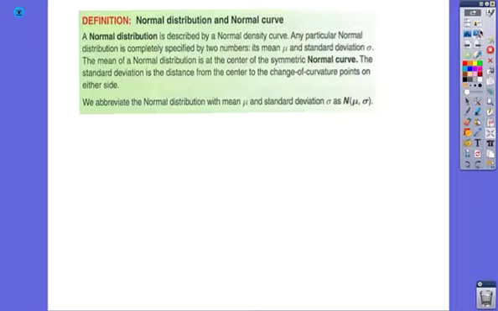All right. The standard deviation is the distance from the center to the change of curvature points on either side. And the mean of a normal distribution is the center of the symmetric normal curve, which we've already talked about. We abbreviate the normal distribution with mean mu and standard deviation sigma as capital N, which stands for normal, and then parentheses with mu, comma, sigma.